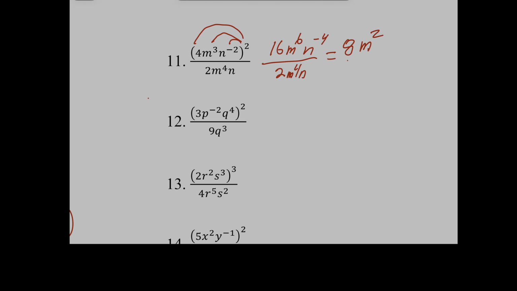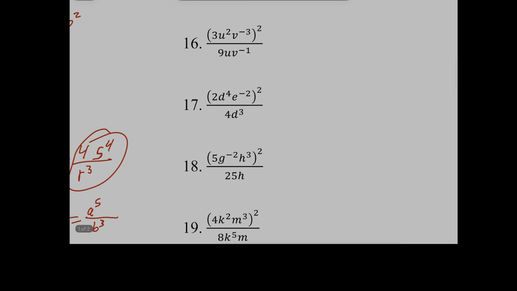I really should have done that earlier. So I have my n already from there, and I'm going to have my n to the 4, and that's going to become 8m squared over n to the 5th. All right, let's keep going.